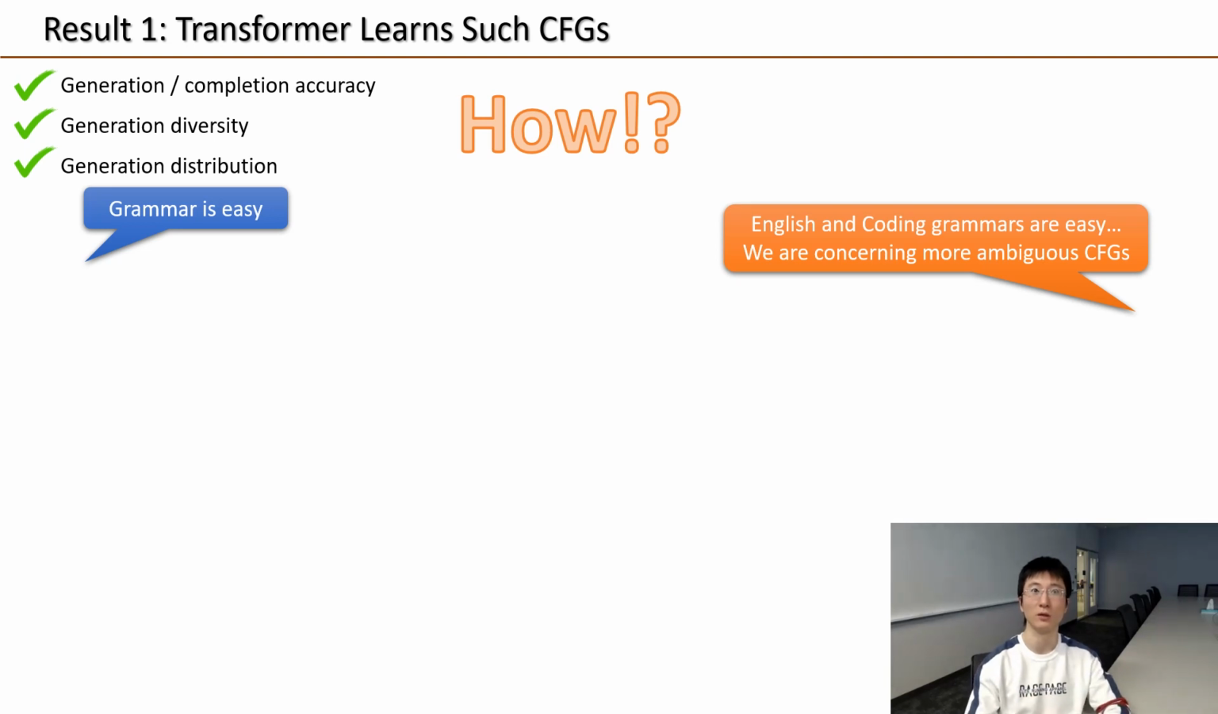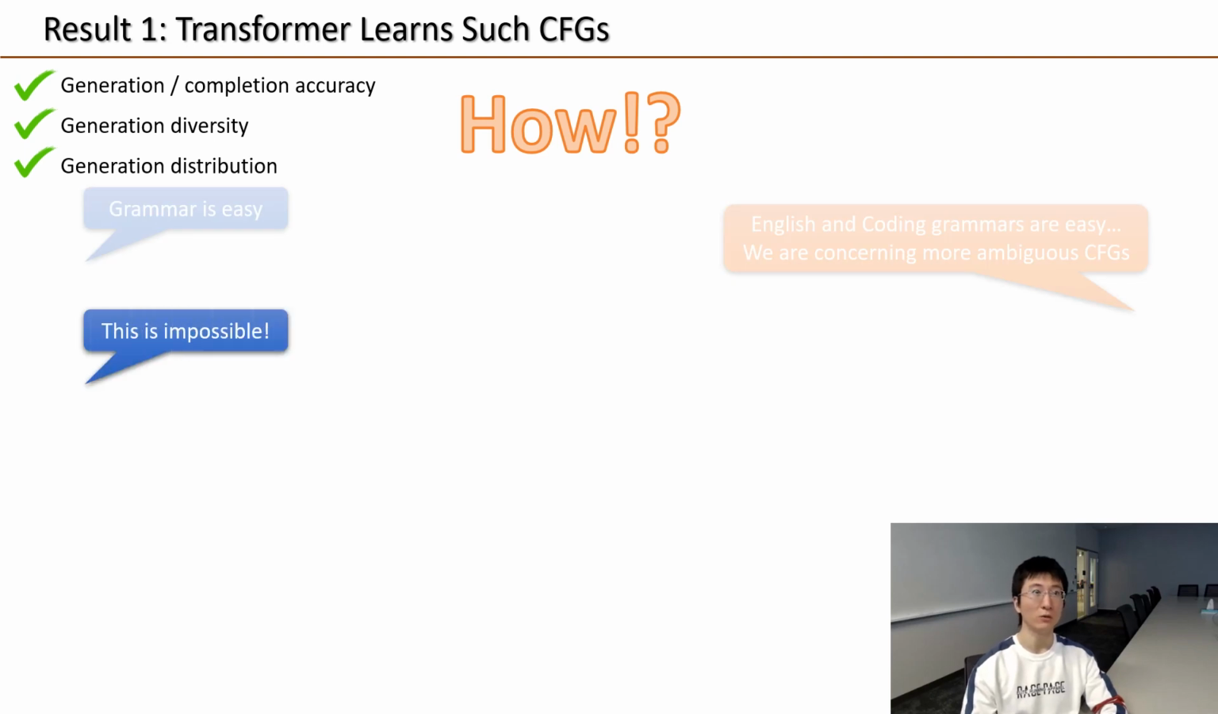are easy to learn because they can be locally parsed by greedy, especially coding grammar. You can just completely parse it by greedy. You don't need any dynamic programming, right? But we are concerned with some more ambiguous CFGs in this talk and in the paper.